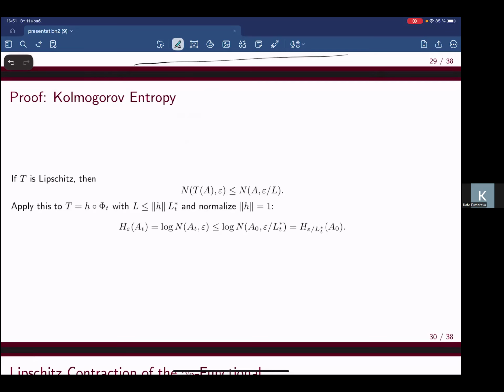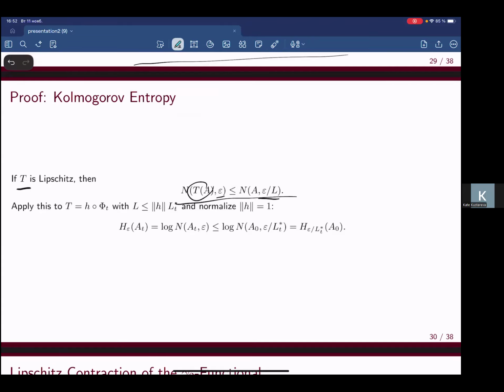Now I explain the proof of the first part of the theorem, the bound of the Kolmogorov entropy under our flow. If a mapping T is Lipschitz, it means that the distance between points can increase by at most a factor L. So formally, for any set A which is a subset of H, the covering number satisfies this inequality. In other words, if we want to cover the image TA by balls of radius epsilon, it's enough to cover the original set A by balls that are epsilon over L times smaller.